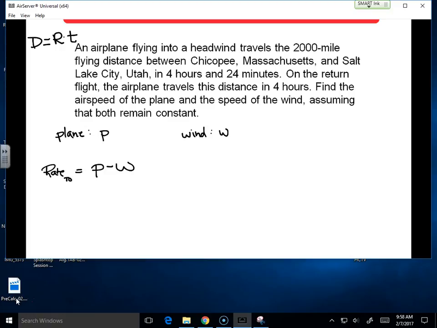to, where are we going? Massachusetts? No, to Utah. The rate to Utah, you just erase the house, do UT instead. How about that? The rate to Utah is going to be P minus W. What's the rate going to be from Utah or to Mississippi?